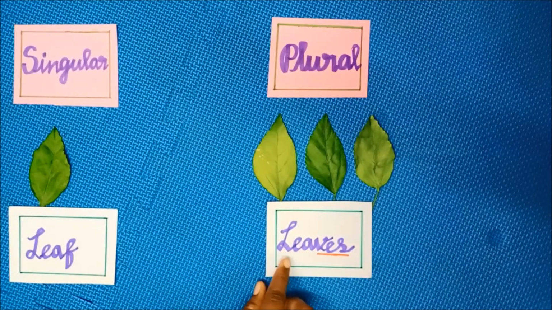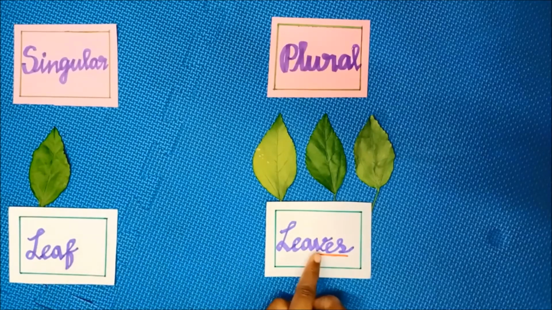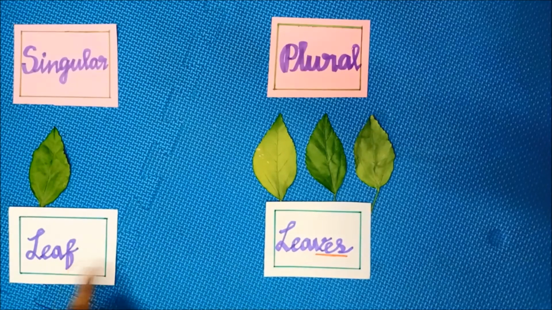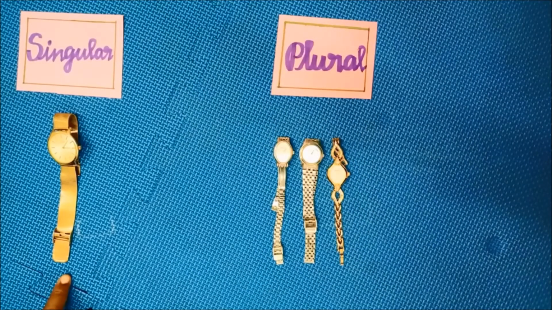See the spelling for leaves? L-E-A-V-E-S. You have to remove F and add V-E-S. So, the plural form of leaf is leaves. Leaf is leaves.